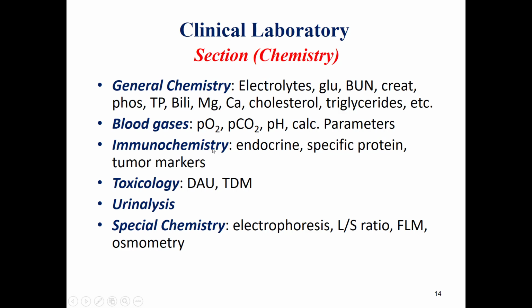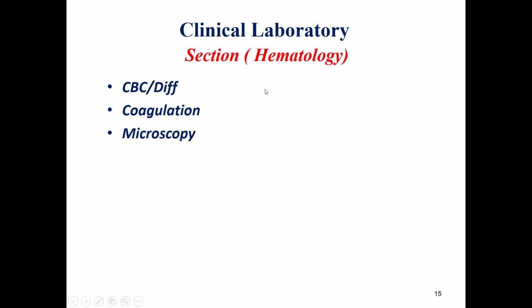We have also the immunochemistry, which covers different types of tests, including endocrine, specific proteins, tumor markers, and so on. And we have different sections such as special chemistry, toxicology, and other areas. In the hematology section, we have the CBC or differential. CBC is an acronym for the complete blood cell count. We have the coagulation tests like PT and APTT and so on. We have the microscopy.